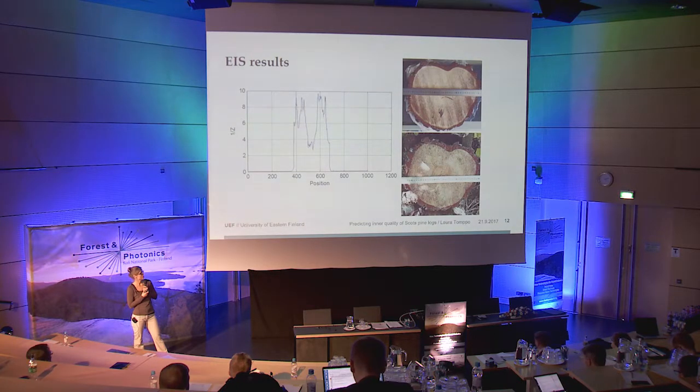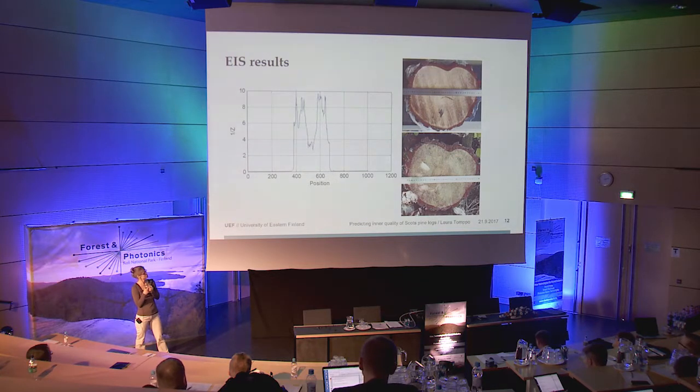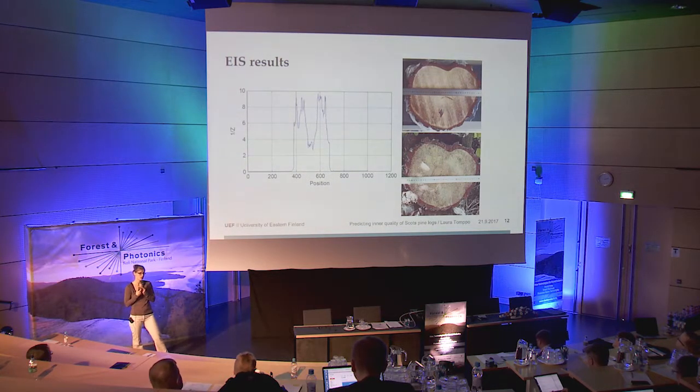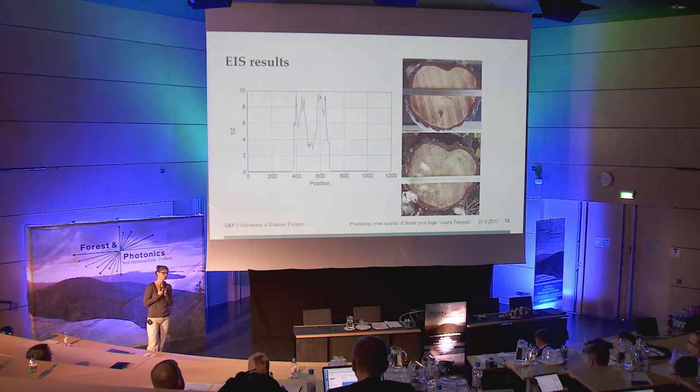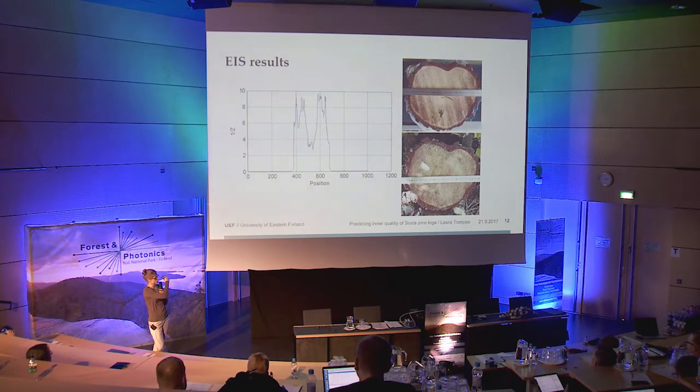The peaks in the blue line are actually sapwood. There is very low impedance because there is lots of water in the sapwood, and then heartwood can be seen as a pit in the middle. The impedance is higher, mainly due to the moisture content difference. And this measurement is done along the line of the ruler in those images.